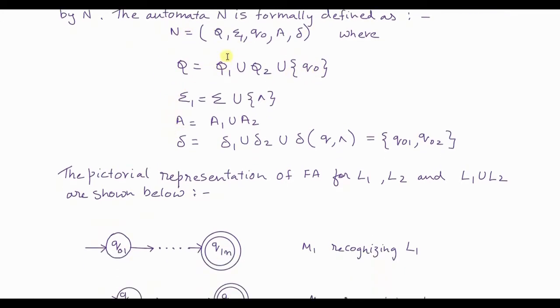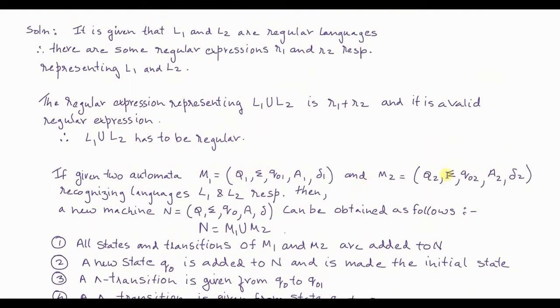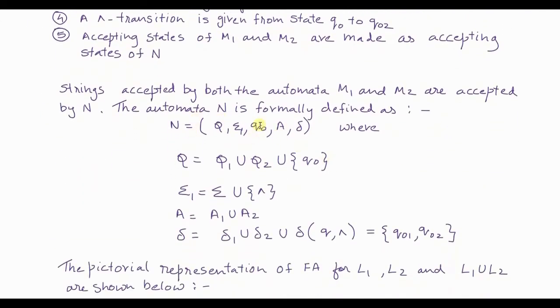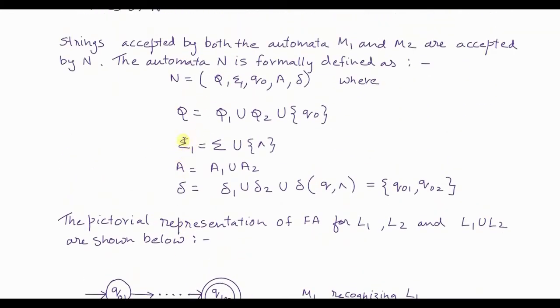Similarly, what will be the input? Please note the input I have written here is sigma 1. Sigma 1 will be sigma, because both these automata, whether it is M1 or M2, have sigma as the input alphabet. But the resultant automaton has one extra input, and that is the null input. So sigma 1, which is the input alphabet of N, is sigma, the alphabet of M1 and M2, plus an extra symbol, the null symbol for null transitions.